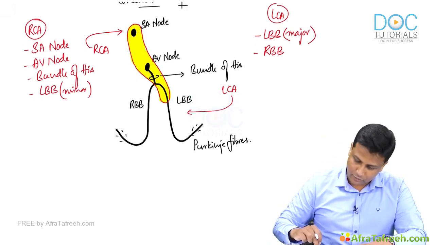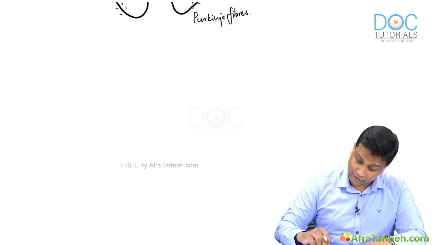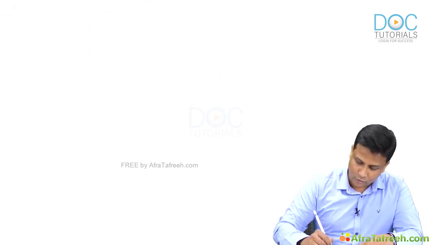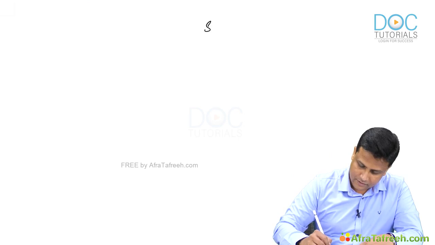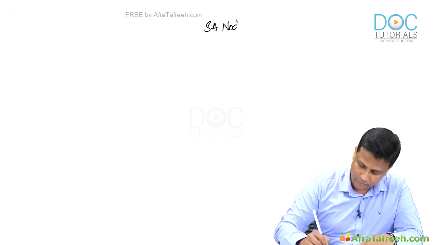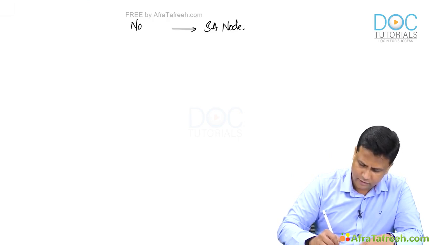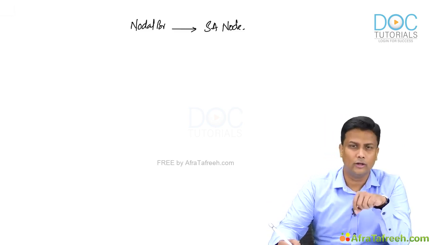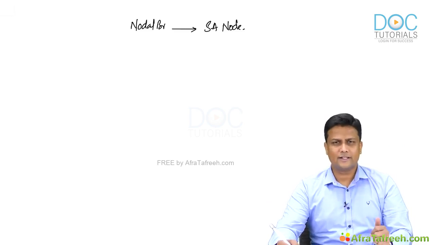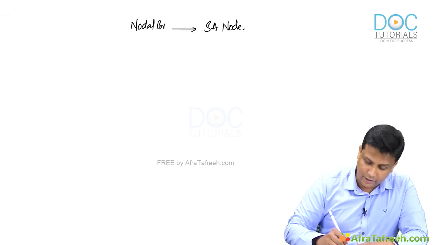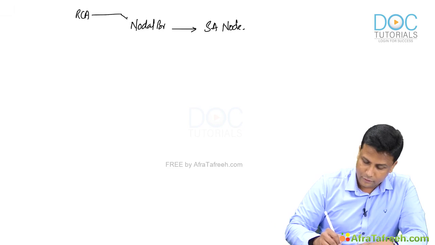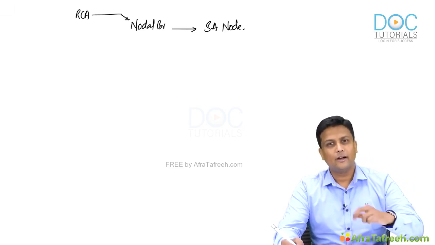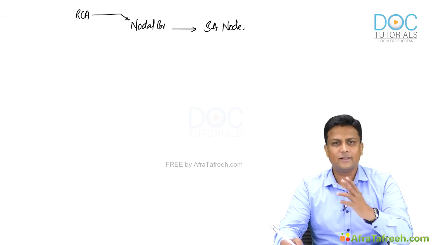Now one more important variation that I want to tell you is the SA node, the sinoatrial node. The SA node is actually supplied by the nodal branch. Easy to remember. The artery which supplies the SA node is the nodal branch, no confusion at all. And I told you that the SA node is supplied by the right coronary artery. So basically, the right coronary artery will give the nodal branch that will supply the SA node.